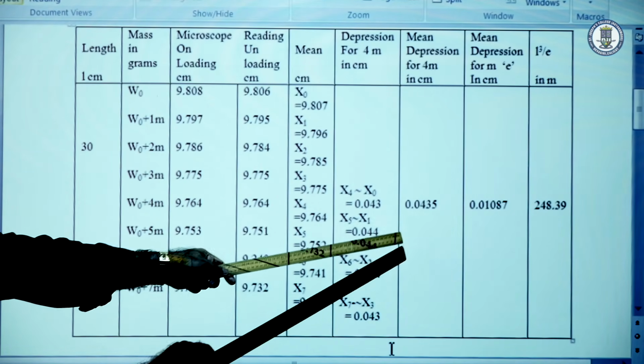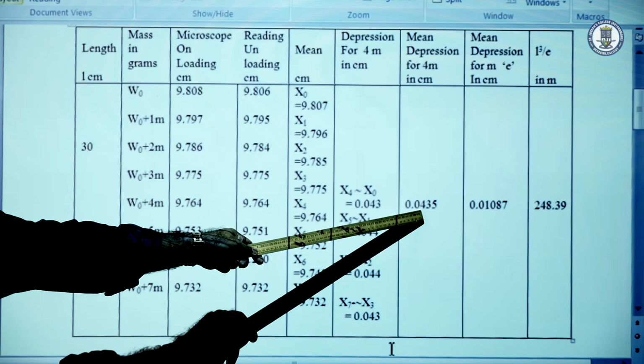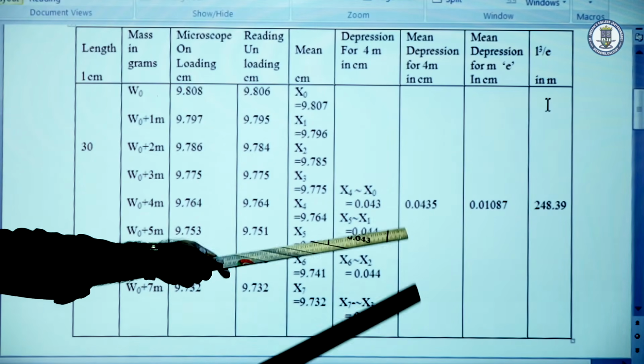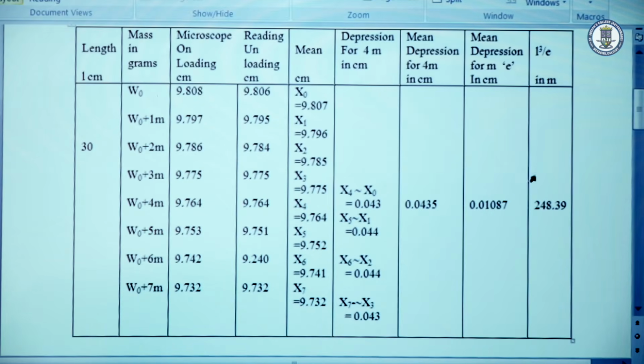The mean of these 4 is 0.0435 we obtain. Then it is divided by 4, that gives the depression for M, that is E. We obtain 0.01087 centimeter. So, that is the mean depression. Then in the last column we calculate L cube by E, which we have to calculate in meter. So, L is 30 centimeter, that is 0.3 meter, and the depression E is 0.01087 into 10 to the power of minus 2 meter. Then we obtain L cube by E as 248.39 meter cube. So, that is the value of L cube by E.